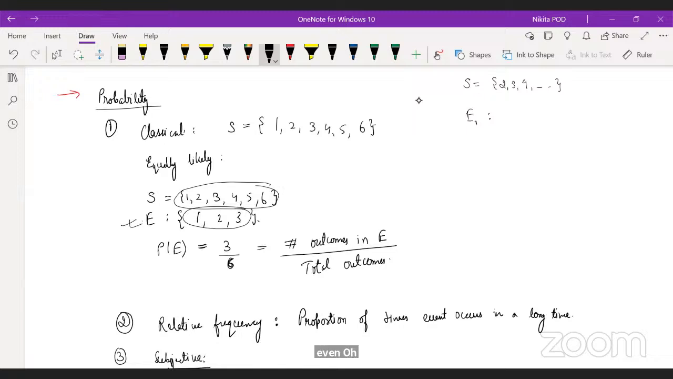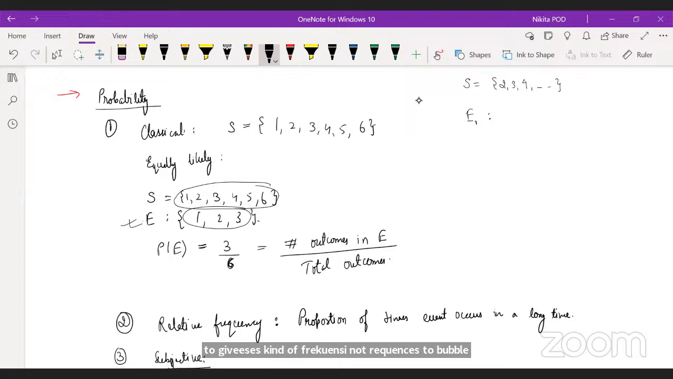The second thing we also talk about is relative frequency: the proportion of times an event occurs in a long time. Like when we were talking about tossing a coin 1,000 times, and from there we are trying to find out the probability of head. The probability of head will be how many times head has occurred divided by the total number of times we are tossing the coin. This is the relative frequency approach, the proportion of times the event has occurred when you perform the experiment many times. So that also gives us the probability.